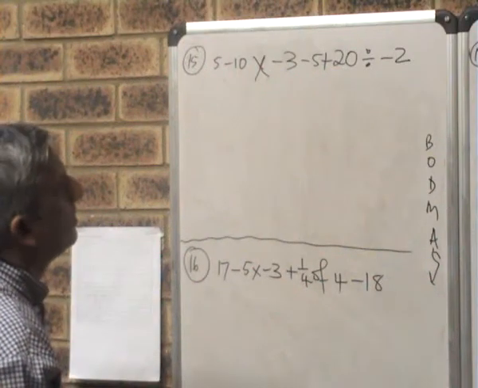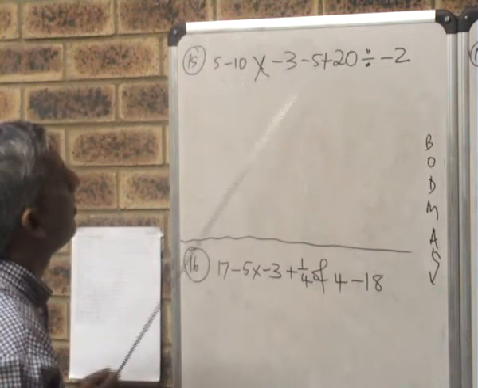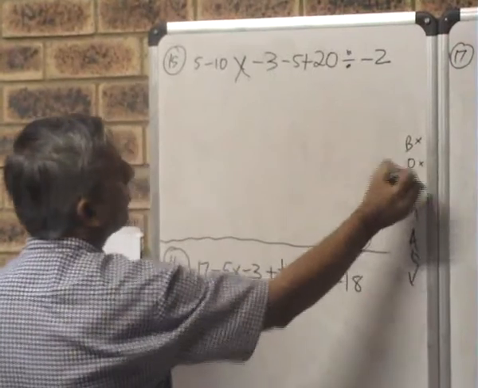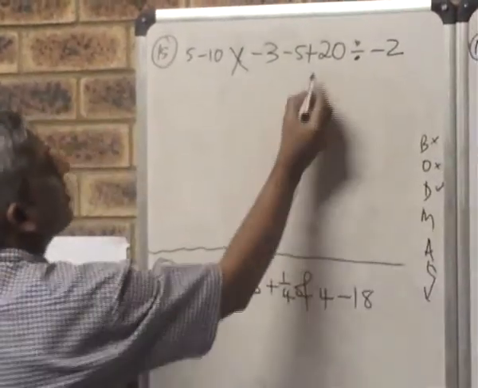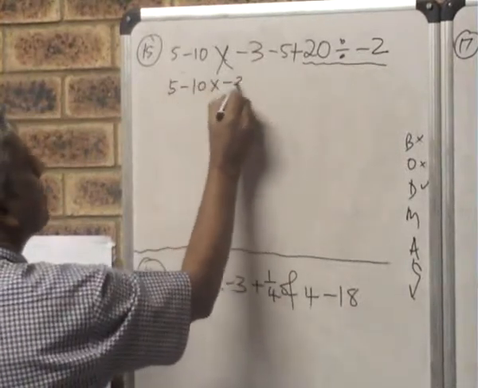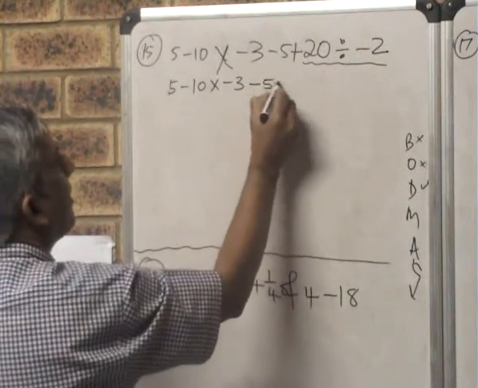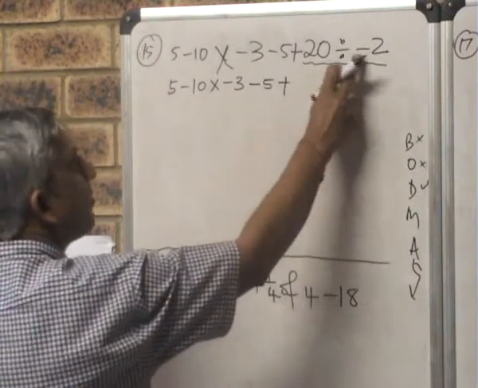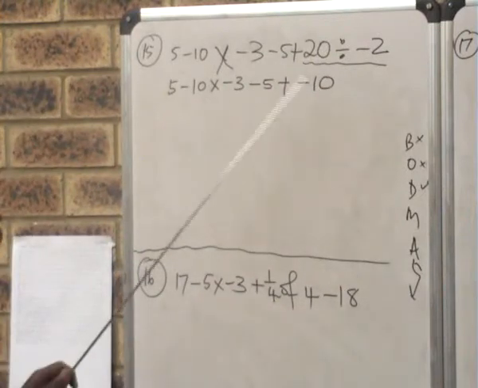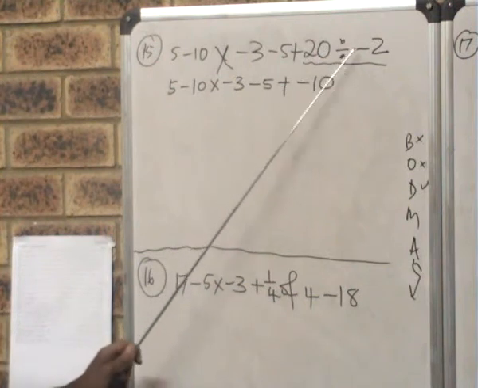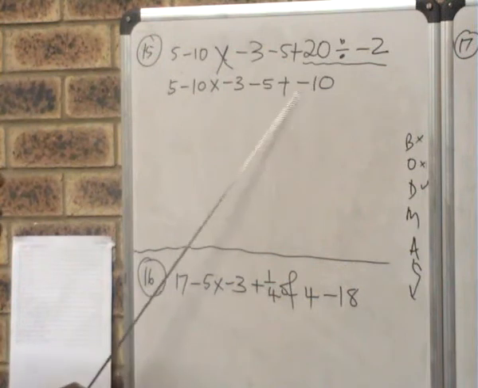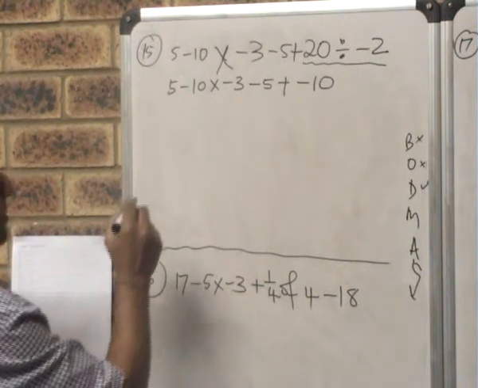Alright, number 15, applying the rule of BODMAS. We don't have any brackets, we don't have any of, but we do have a division. So we do our division first. So there's your 5 minus 10 times minus 3 minus 5 plus. Now 20 divided by minus 2 will give you minus 10. Be careful. Remember your integer rules. 20 divided by minus 2 gives you minus 10, because plus divided by minus gives you minus.